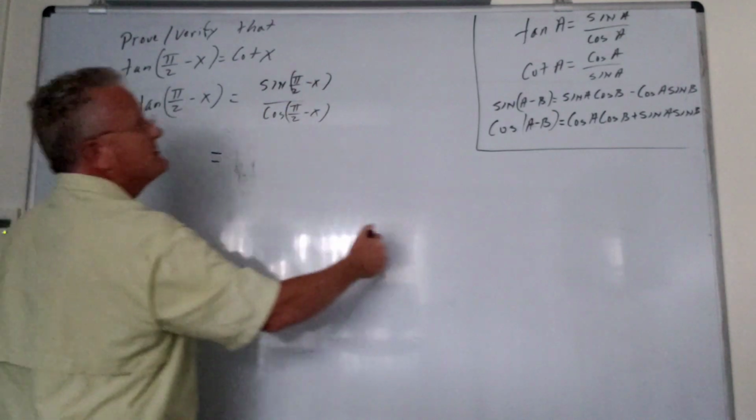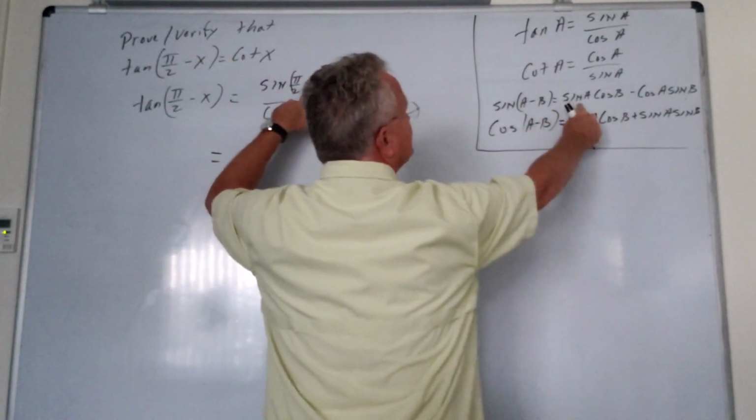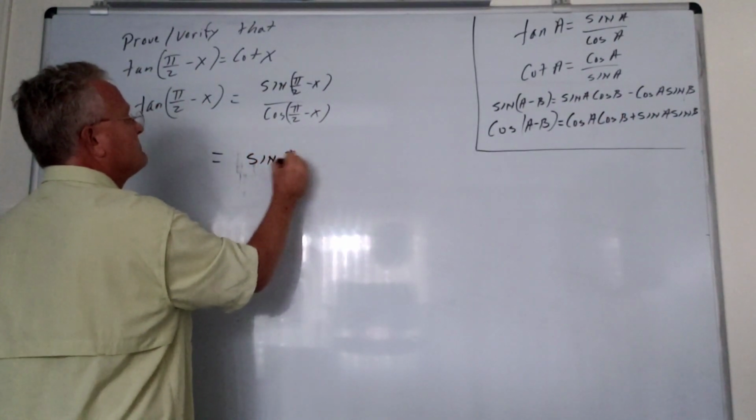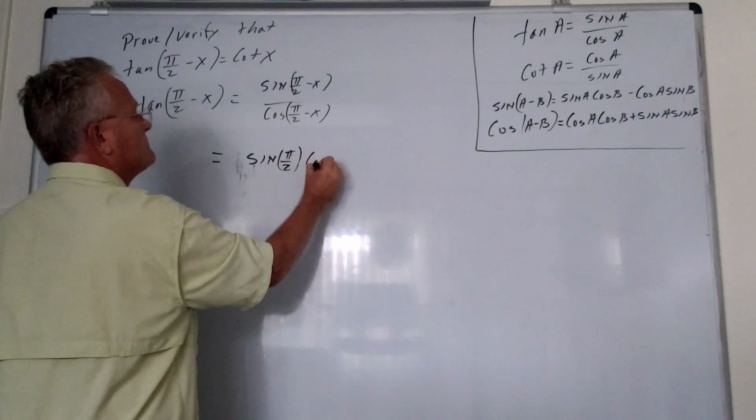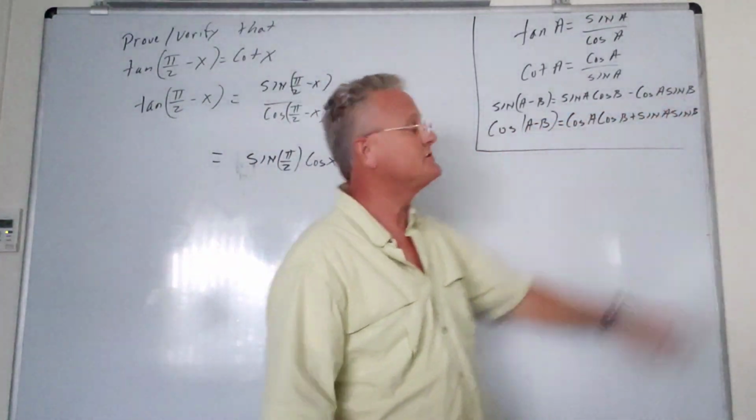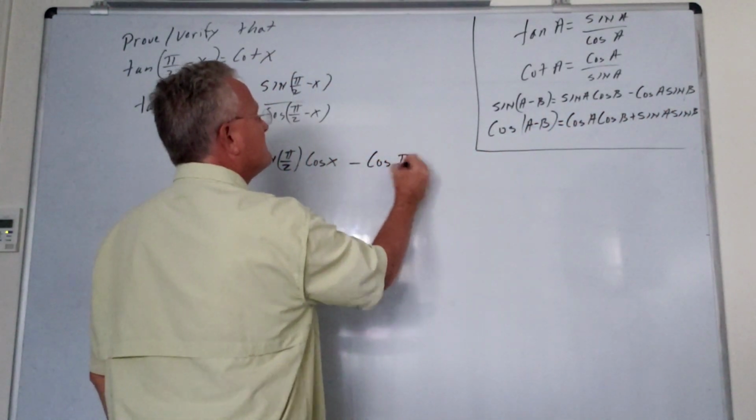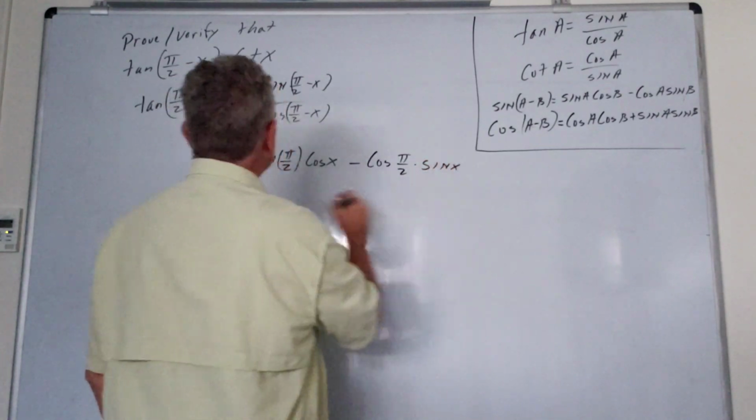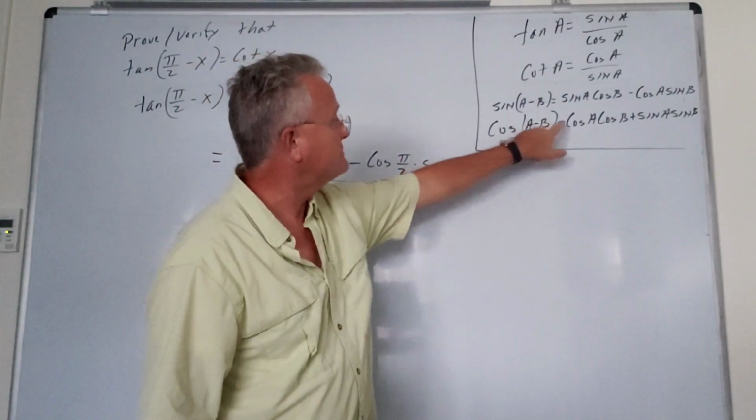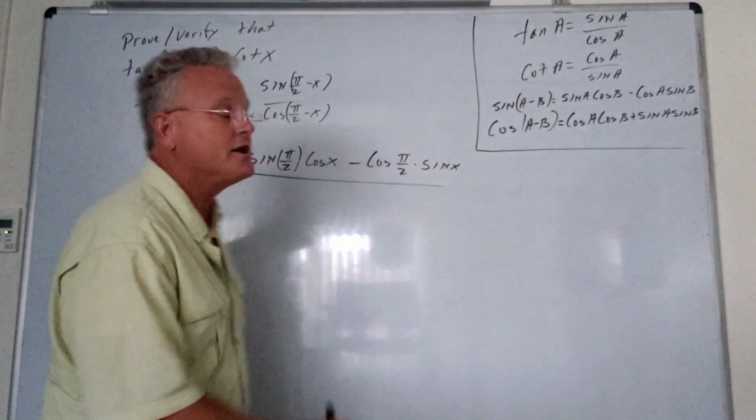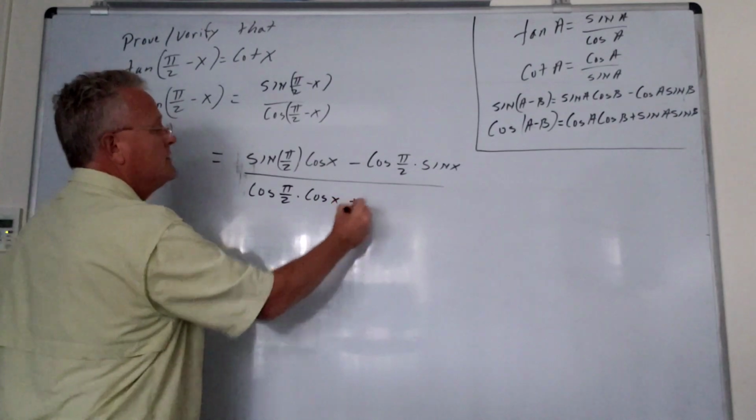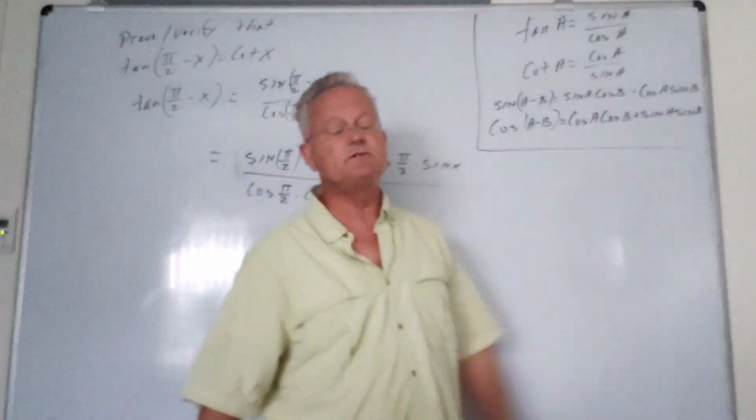So the sine of pi over 2 minus x is sine pi over 2 cosine x minus the cosine of pi over 2 times the sine of x. The cosine of pi over 2 minus x is cosine pi over 2 cosine x plus the sine of pi over 2 times the sine of x.